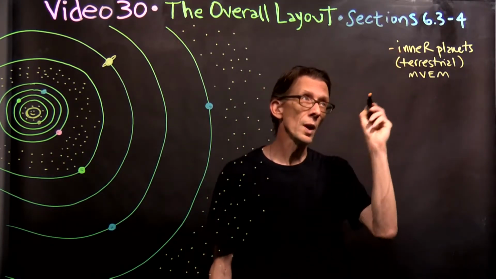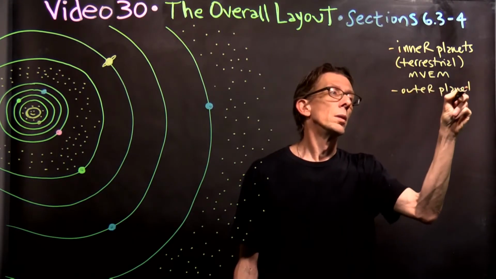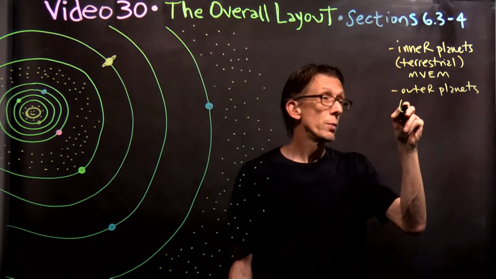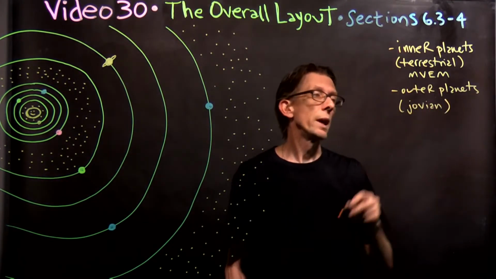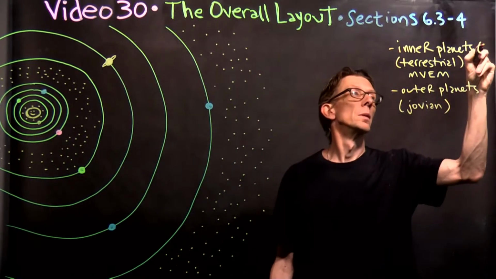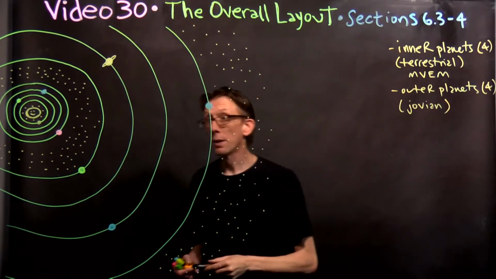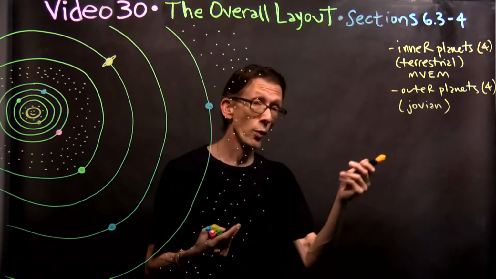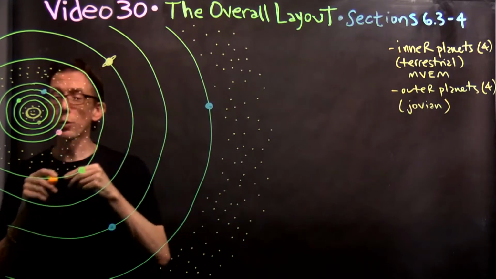And then you have the outer planets. I'll say more about this in just a moment, but these are also known as the Jovian planets. So there are 4 of each, 4 in each category. We'll say more about why it's called terrestrial and Jovian in a minute. So the terrestrial planets here, and then the Jovian planets out here.